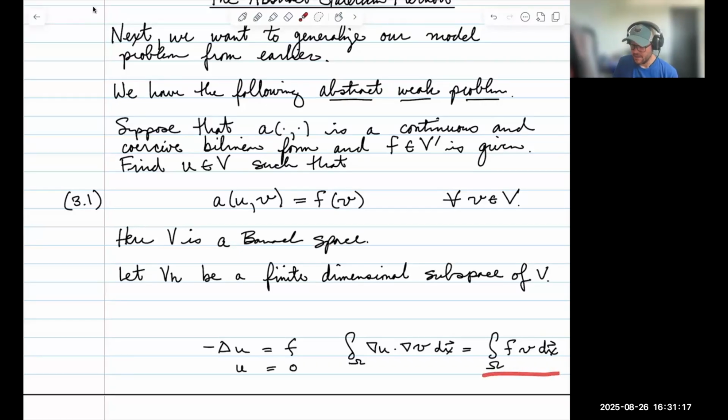And we gave this a name. I think I called that capital F. And we gave this a name. I called that A of U and V. So this we called our symmetric bilinear form in that case.